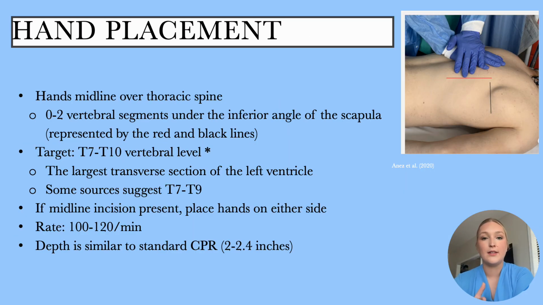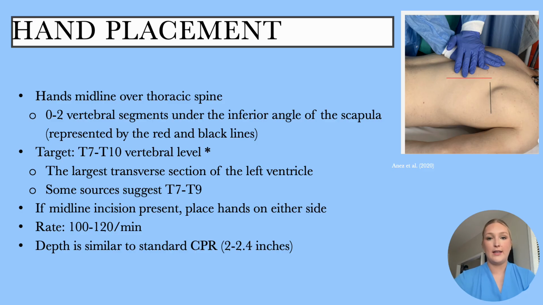So these next couple slides are going to talk about adequate hand placement during prone CPR. Our first is going to be midline over the thoracic spine. We're talking about the T7 to T10 levels, and you can see in this picture that that's what this person is doing. You see the black line representing the inferior angle of the scapula. We're going to go 0 to 2 segments below that. So T7 to T10, some sources may say T7 to T9, but that is what we're aiming for here.